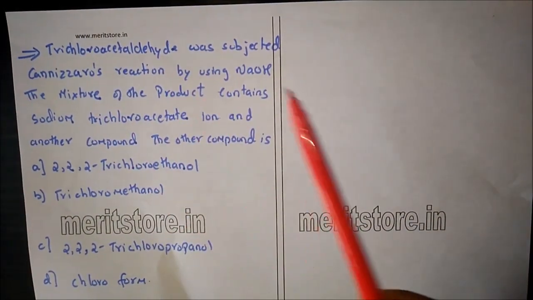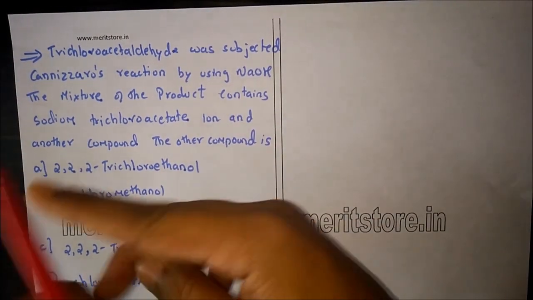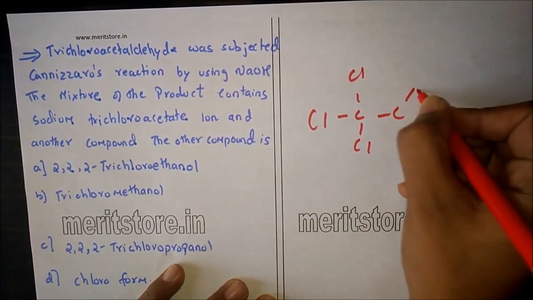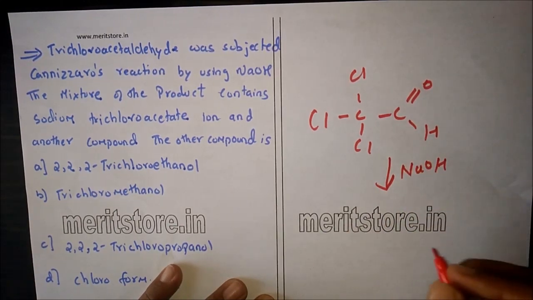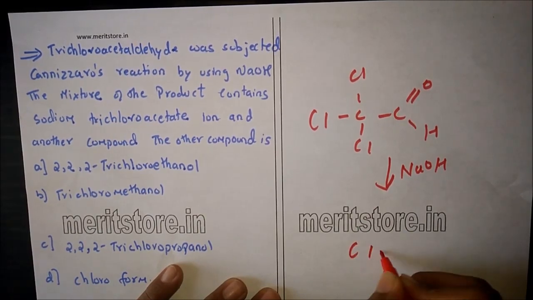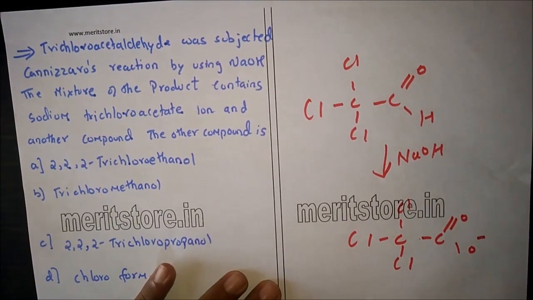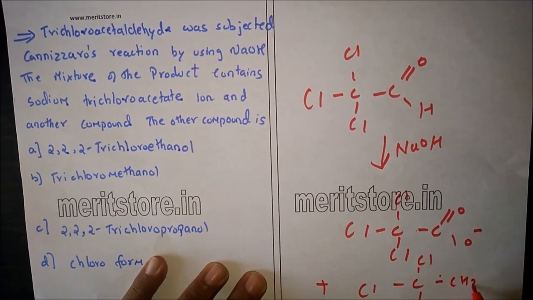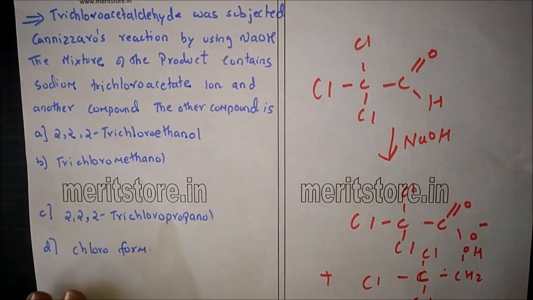Trichloroacetaldehyde was subjected to Cannizzaro's reaction using NaOH. The mixture of the product contains sodium trichloroacetate ion and another compound. The other compound is, here are the options. Now, trichloroacetaldehyde is given by the formula Cl3C-CHO, which was subjected to Cannizzaro's reaction using NaOH. Therefore, the products formed were sodium trichloroacetate, Cl3C-COO minus, and the next product, Cl3C-CH2OH. This product is known as 2,2,2-trichloroethanol, since there were 3 chlorine atoms on one carbon and the product was ethanol. Therefore, the correct answer here is option A.